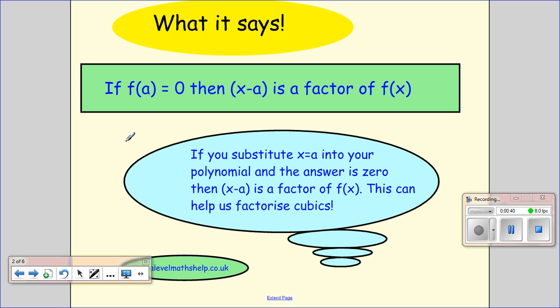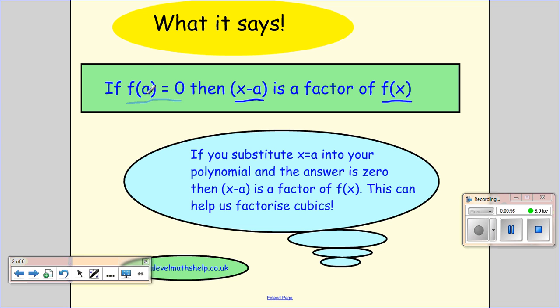Okay, so this is what the factor theorem says. It looks a bit funny, but it's just notation, so if we talk you through it, it should be fine. If we have f of a equals 0, then x minus a is a factor of f of x. Now, what does this mean?